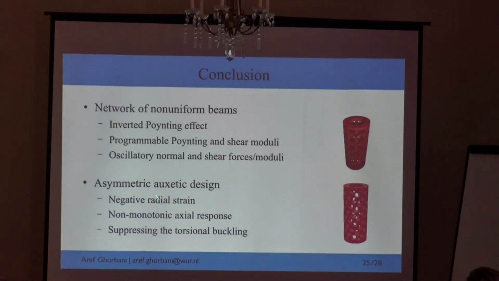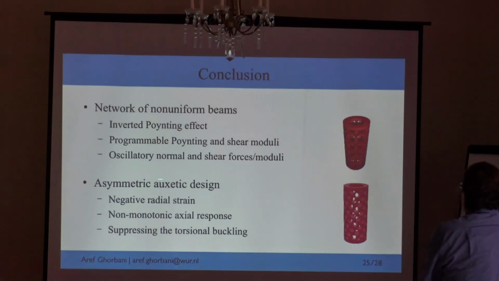And to conclude, we had two different systems, a network of non-uniform beams and the asymmetric auxetic design. We observed that here we can program the Poynting response and get oscillatory responses, and here we can also program the responses, get axial negative strain, and suppress the torsional buckling in the end.